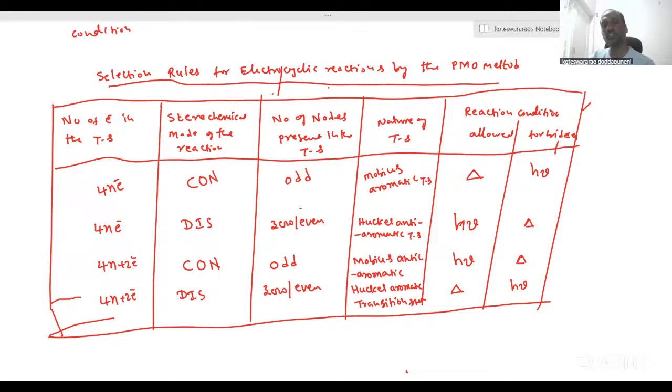Once it becomes zero or an even number of nodes in the transition state, the transition state becomes Huckel, but it is involving 4n electrons. Therefore, that Huckel transition state becomes Huckel anti-aromatic, because it is not having 6 pi electrons, or 4n plus 2 electrons. Once the transition state becomes anti-aromatic, then the reaction is allowed under photochemical conditions.